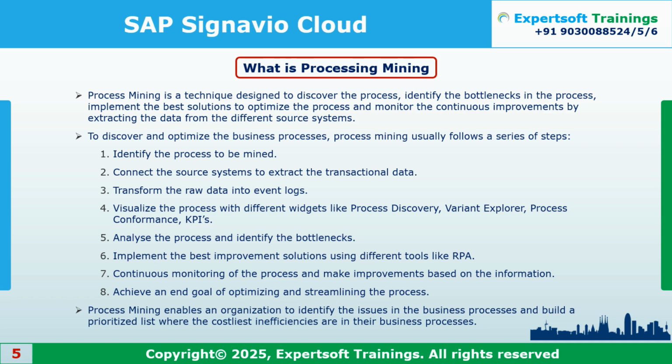When we talk about optimizing or streamlining the process, what does it mean? Before taking any improvement solution, if your process would take 3 months to execute the entire process, after adopting the improvement solution, the average cycle time should be reduced from 3 months to 1.5 months or 1 month. Then only we can call it the optimized or streamlined process based on our benchmarks. Okay, so this is what process mining does.